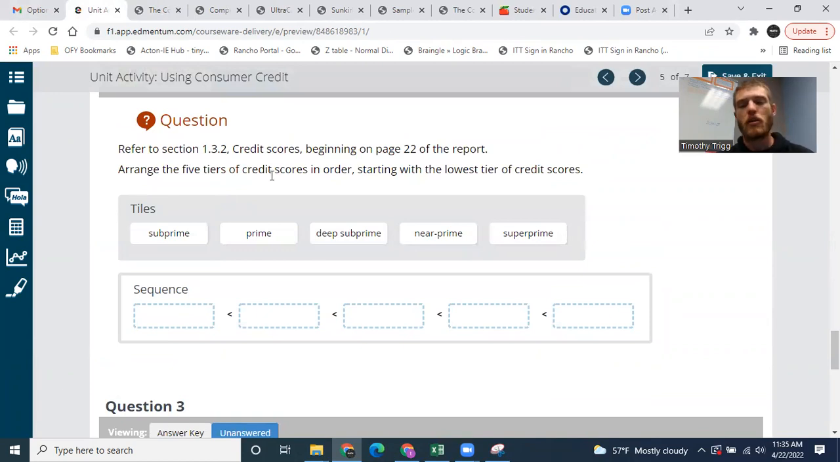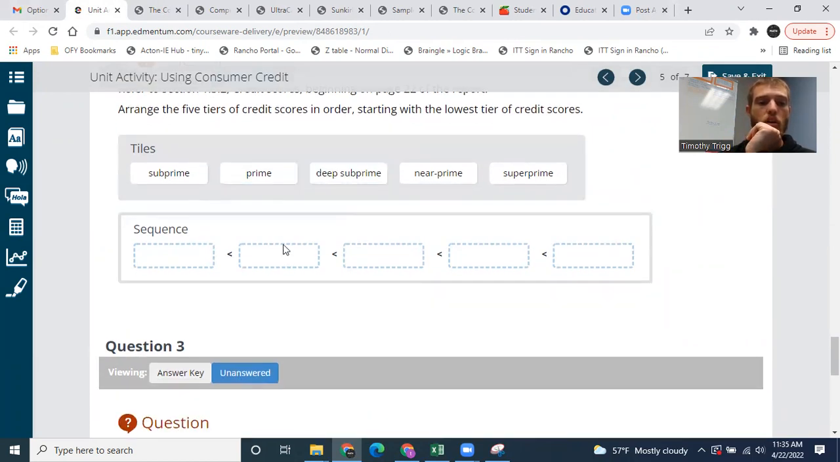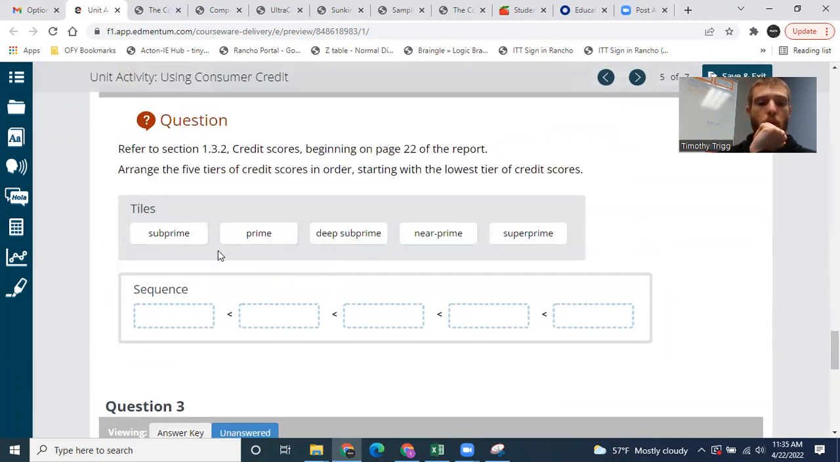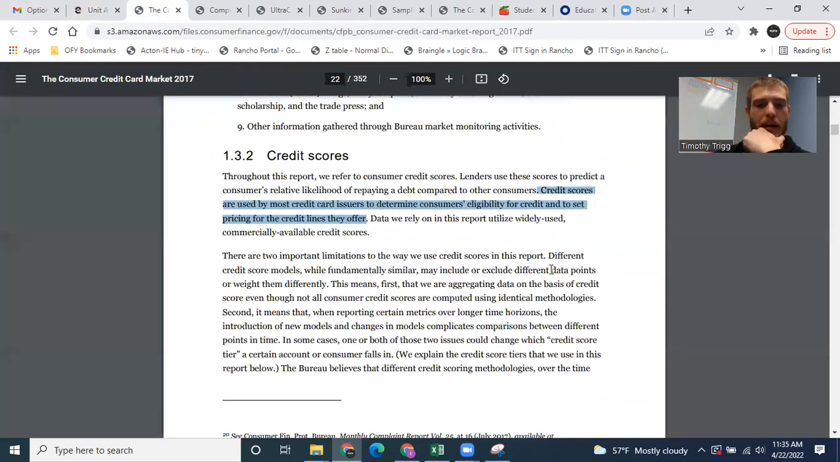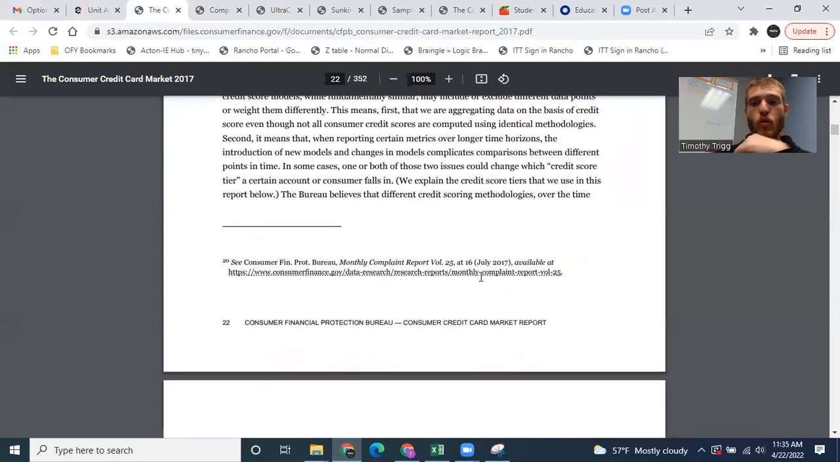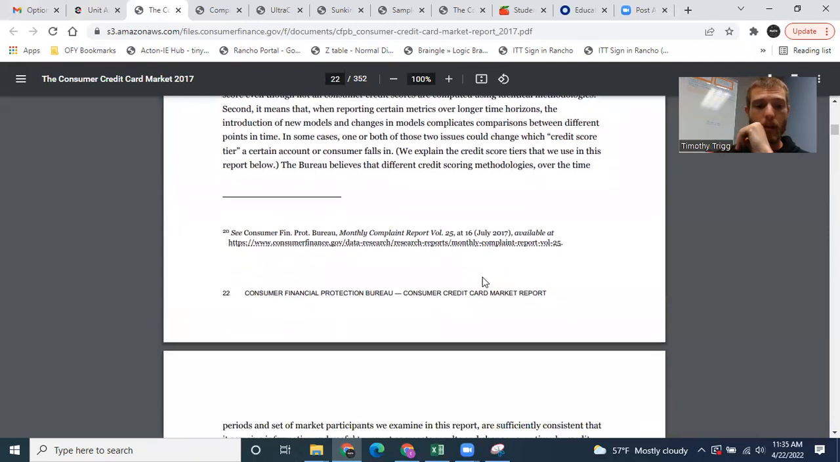All right, this one you don't have to refer to the section. This is pretty obvious here. We want to know which of these is the worst, so which one sounds the worst? Subprime, prime, deep subprime, near prime, and super prime. You could look in the article, and it talks about these different degrees of creditworthiness.